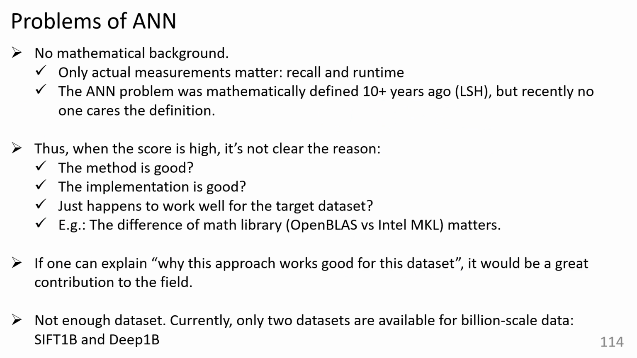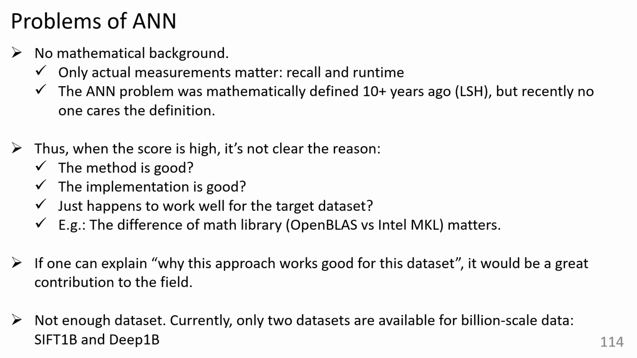And finally, I introduce some problems of nearest neighbor search. So one thing is no mathematical background. Currently, only actual measurement matters, so recall and runtime. The nearest neighbor search problem was originally mathematically defined 10 years ago, but recently no one cares about this definition. So when the score is high, it's not clear what the reason is actually. So the method itself is good, or the implementation is good, or the method just happened to work well for the target dataset. So it's not sure.